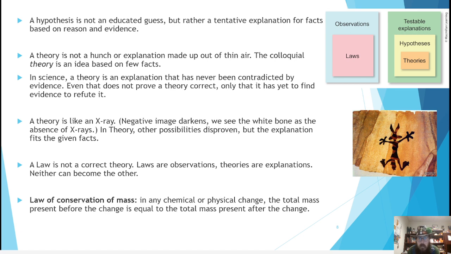A law is not simply a correct theory. A law is the observation. Theory often explains the law, but there is no way to convert a law to a theory or a theory to a law. Another example of a law is the law of conservation of mass.